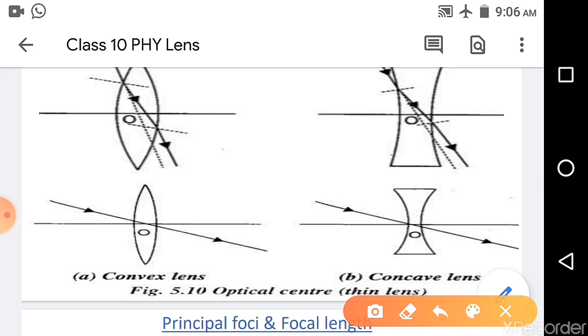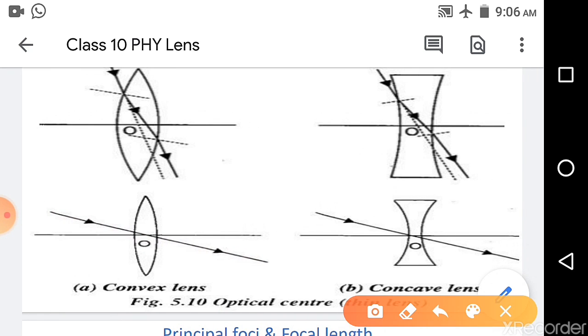So we can consider that the light ray passes through the optical center and emerges out on the same line. See this one, for this lens also we are taking that the incident light ray passes through the optical center O and emerges out on the same line. So we can define the optical center like that. It is the point on the principal axis. If the light ray is directed toward this point, then it emerges without any deviation.